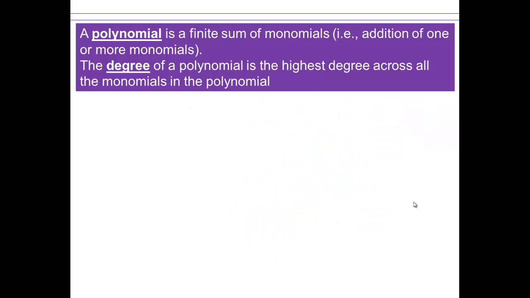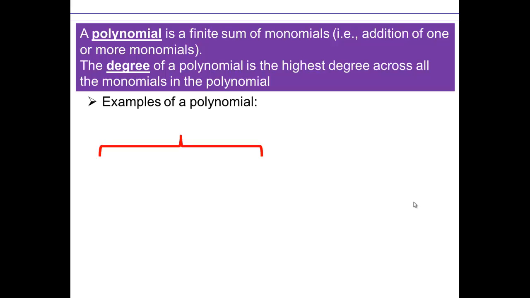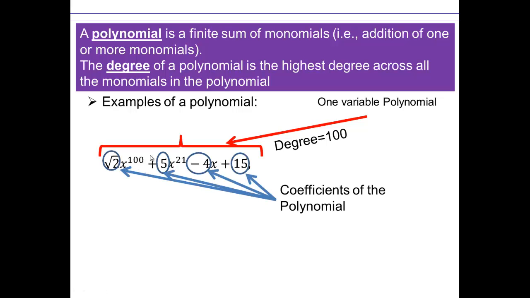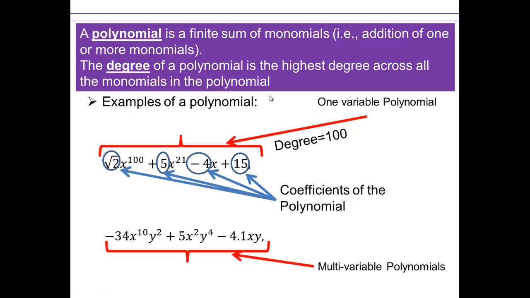All right, so now let's take a look at polynomials. A polynomial is a finite sum of monomials. That is, addition of one or more monomials. And so the degree of a polynomial is the highest degree across all the monomials in the polynomial. So here we have a polynomial, and you can see that the degree of that polynomial is 100, because if you look at each term, 100 is the highest exponent in the terms that are being added. The numbers square root 2, 5, negative 4, 15 are called coefficients of the polynomial.